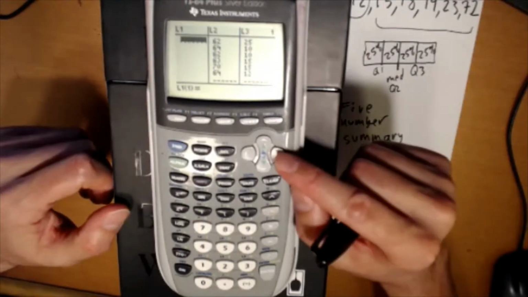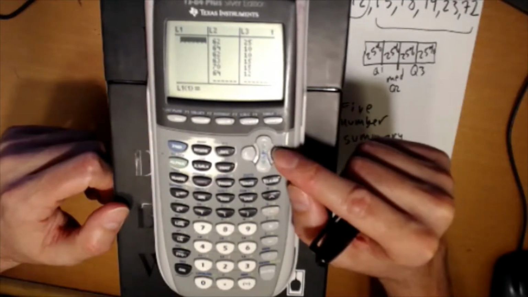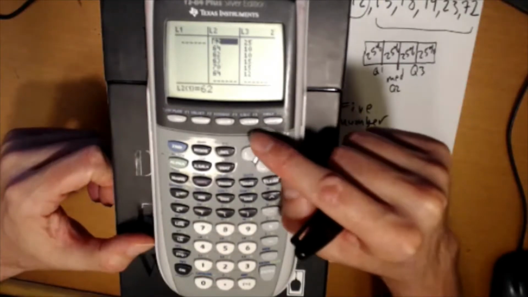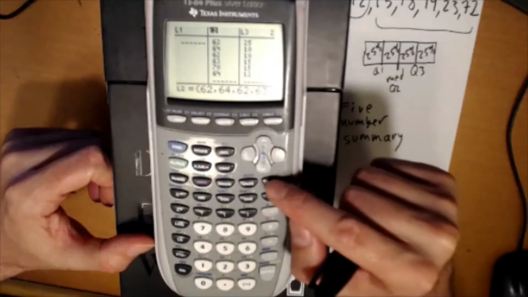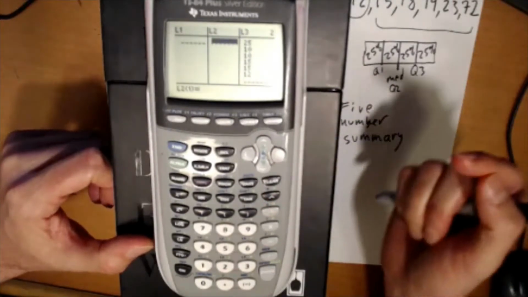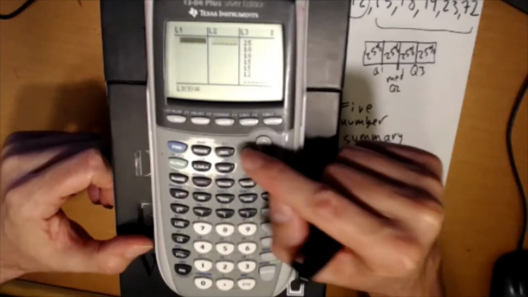My L1's nice and clean. Yours might have numbers. I'm going to slide over just to demonstrate. If I slide over to L2, and I want to clean out L2, I would slide up, hit clear, and then hit enter. Now it's nice and clean. But let's slide back to L1.